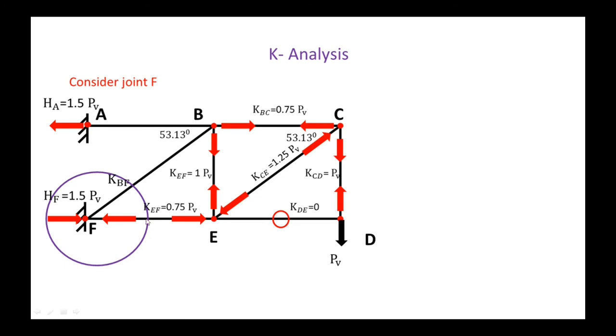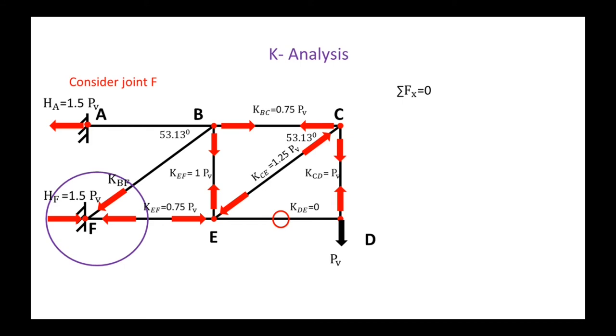Here KEF is toward the joint, also at the joint F it is toward the joint. In this way, KEF is away from the joint, so at B also it is away from the joint. Now we are considering the joint F. At joint F, we resolve first sigma Fx is equal to 0 horizontally. We know the value of HF is 1.5 PV. Also we got the value of KEF, that is 0.75 PV. Now assume the direction of KBF is toward the joint.